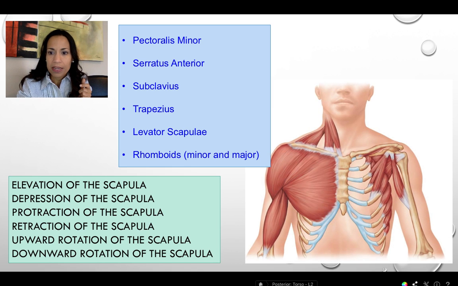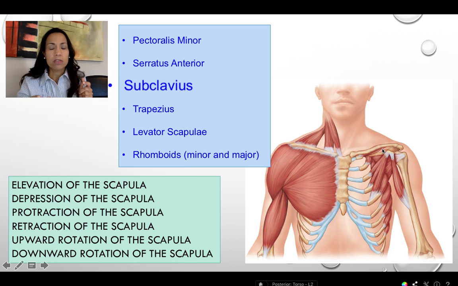Lastly, in this image, we're going to see the subclavius. Remember, it is only stabilizing the pectoral girdle and depressing the clavicle because it's underneath the clavicle during all of these movements. I hope this was helpful.